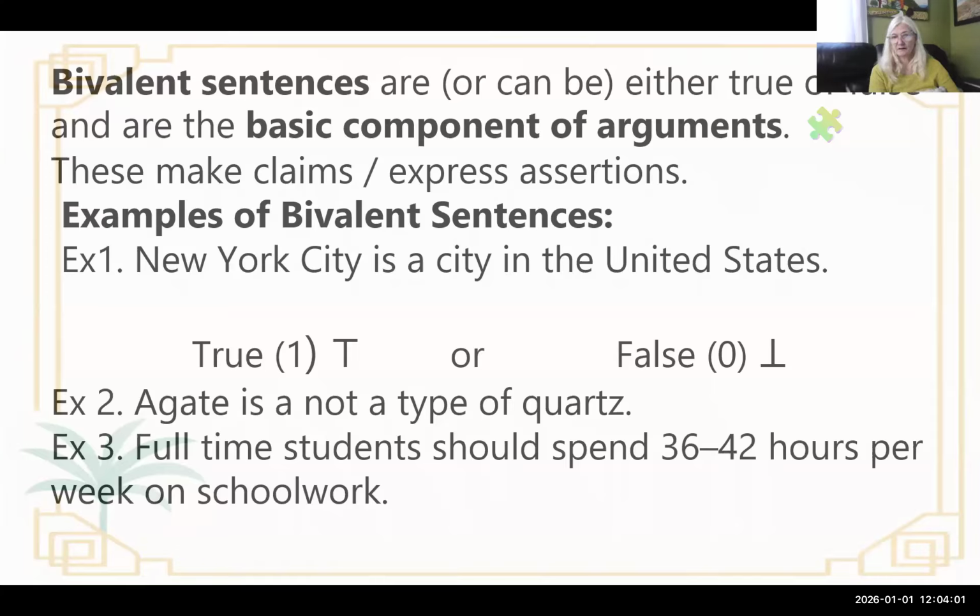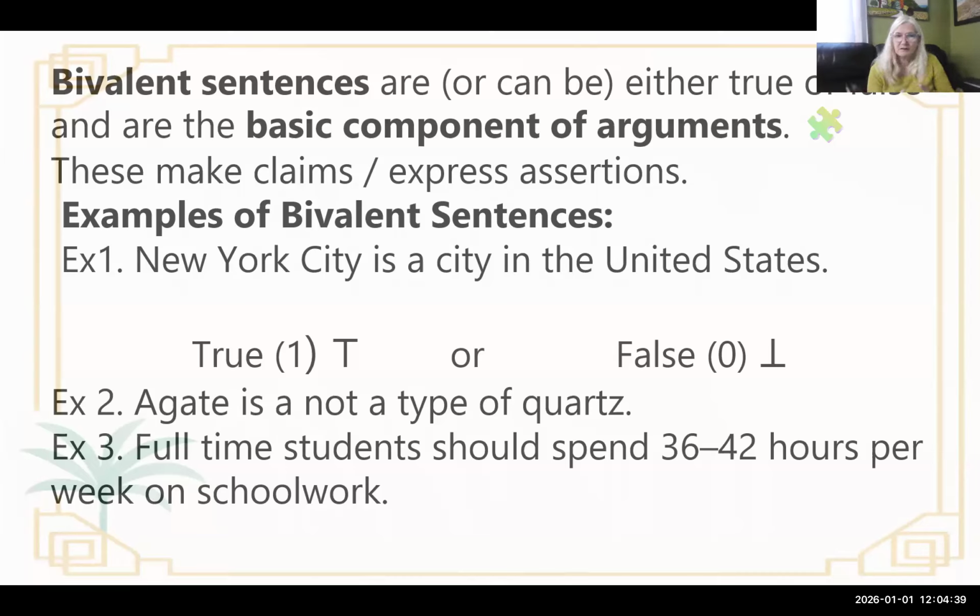Examples of bivalent sentences include: New York City is a city in the United States. I like to think about it this way, as represented underneath here: on one side, this could be true, represented as 1, or the union with the truth is one way to conceptualize it. Or we can think of it as false, or the opposite of true, the 0 case. There's no possibility of this being true. So New York City is a city in the United States. That's either true or it's false.